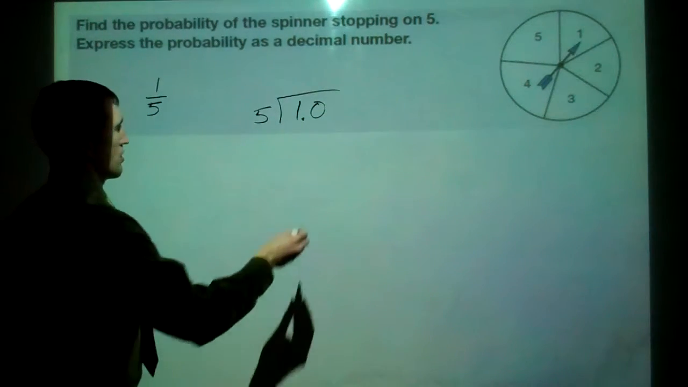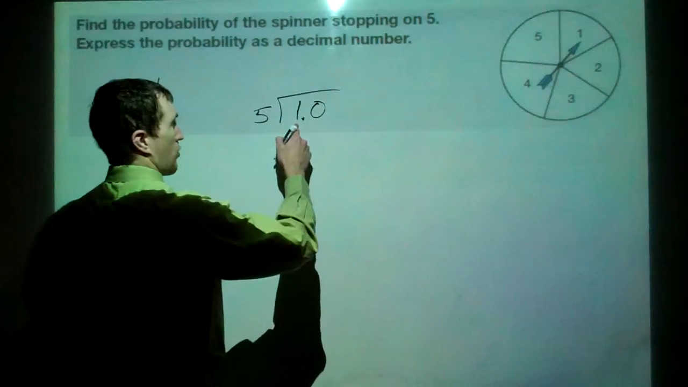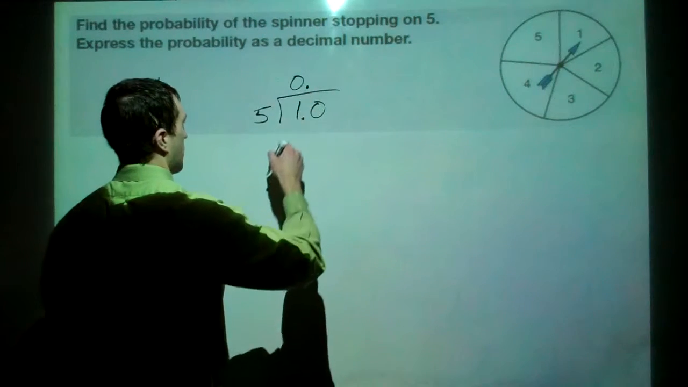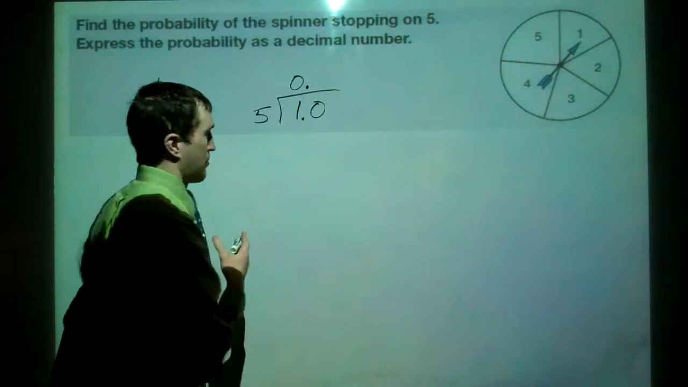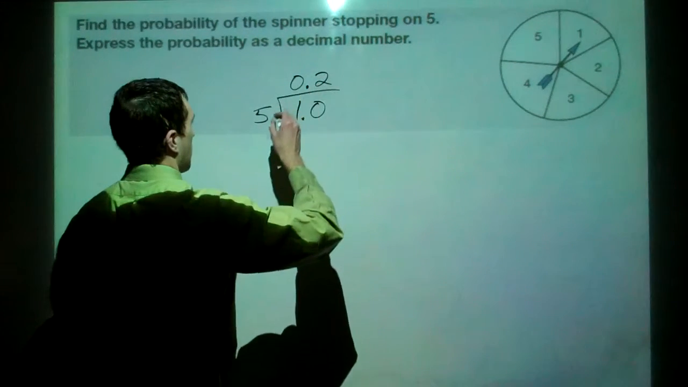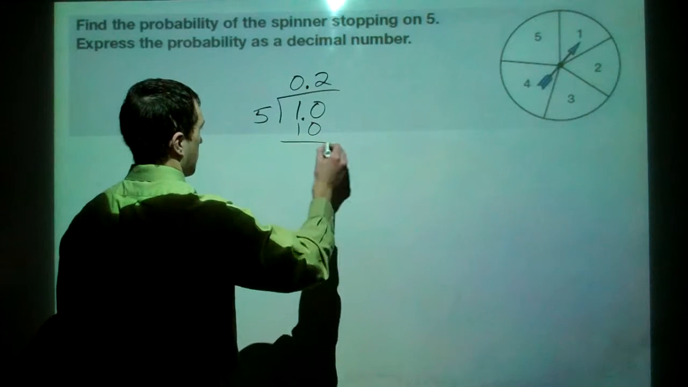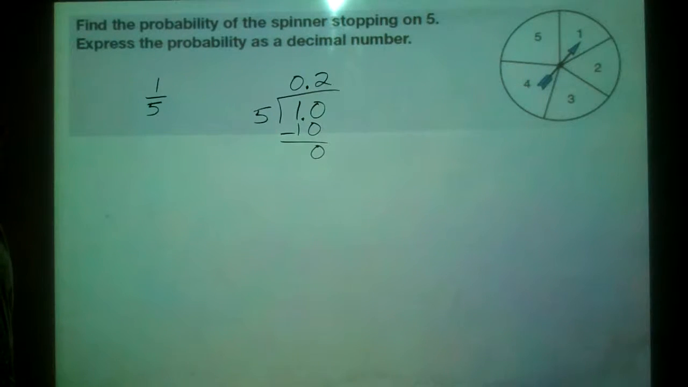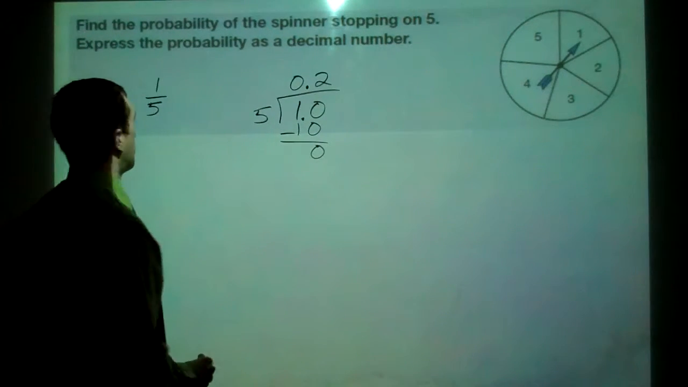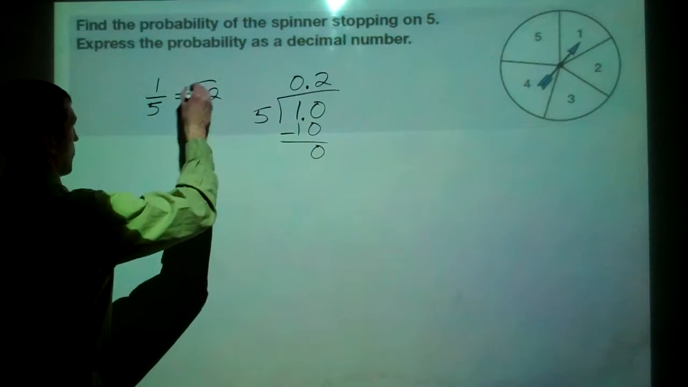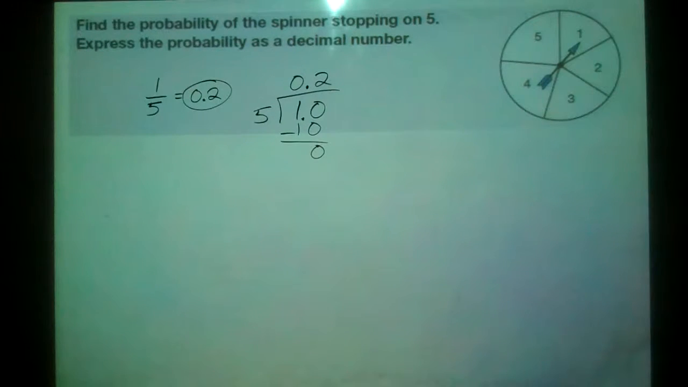Okay? So 5 does not go into 1. Bring our decimal up, straight up. And it's important to keep everything lined up here. 5 does go into 10 2 times. 2 times 5 is 10. Subtract, we get 0. So we're done. A remainder of 0. So the decimal number here is 1/5 equals 0.2. Okay? That one was pretty easy. We didn't have to go very far with it.